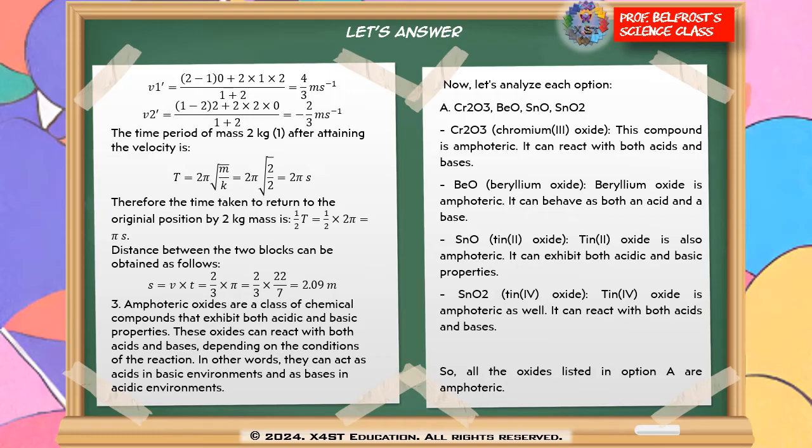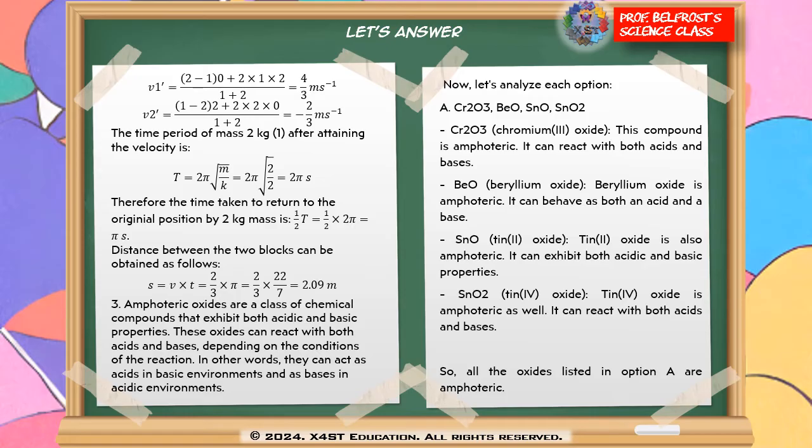Okay, now number 3, we have to analyze which one of the compounds given is or are amphoteric oxide. So what is actually amphoteric oxide? I don't know if you have learned this in your school, but amphoteric oxide is a class of chemical compounds that exhibit both acidic and basic properties. So this kind of oxides can react with both acids and bases depending on the conditions of the reaction. Or in other words, they can act as acids in basic environment and as bases in acidic environments.